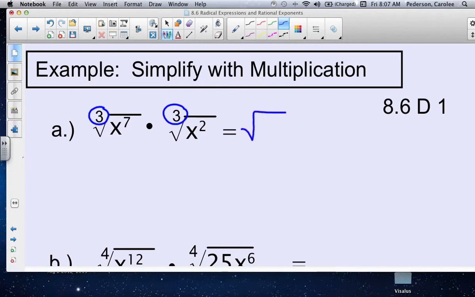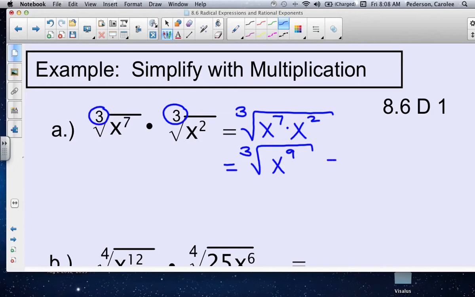When you combine them into one radical, the index is still 3, and now you have x to the 7th and x to the 2nd. When we get those together, we get x to the 9th. Remember the properties of exponents, you can add the exponents if the bases are the same.